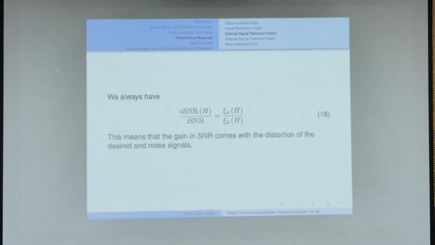And we have this ratio similar to what we had for the time domain. You see, these ratios are for the broadband measures. So the broadband gain in SNR is the ratio between the broadband noise reduction factor and the broadband desired signal reduction factor. Just like what we had in the time domain. You know, now after the quiz, you remember all the terms, so it's much easier to continue because you're familiar with the similar terms.